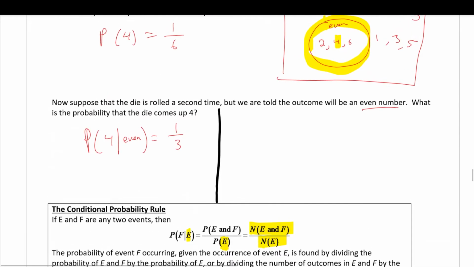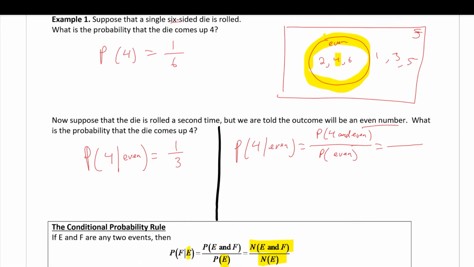All right, so in our case, if we were to do the formula here, we have the probability of 4 on the condition that we're even. We can actually do it both ways if we really want. It's the probability that we have 4 and even divided by the probability that we get an even number. Let's do the denominator first. What's the probability of getting an even number? Well, there's 3 even numbers out of the 6 possible, so we have 3 out of 6.